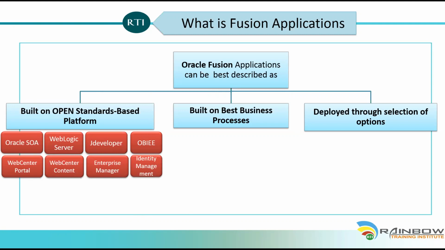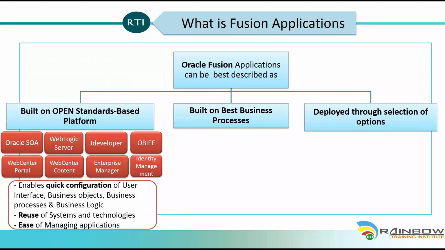These components have their own functionality, and the components are not interrelated. Meaning if you do something in Identity Management, it doesn't mean you have to do something on Oracle server. Not like that. Everything is an independent module. That is why it is very easy for us to configure user interfaces through JDeveloper, or business objects through Oracle server, or business processes or business logic. Everything you can build, and once you build it, you can reuse it anywhere because all these components are independent. You can reuse the same system of technologies and there is ease of managing applications because they're not related to each other, but everything has its own functionality and everything is equally capable of doing the work.